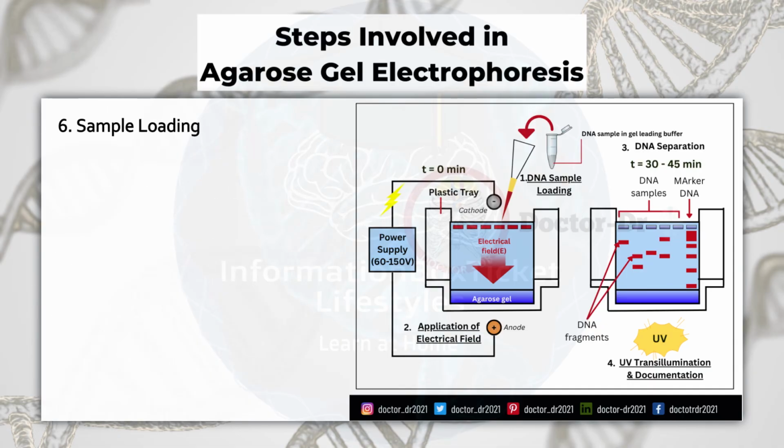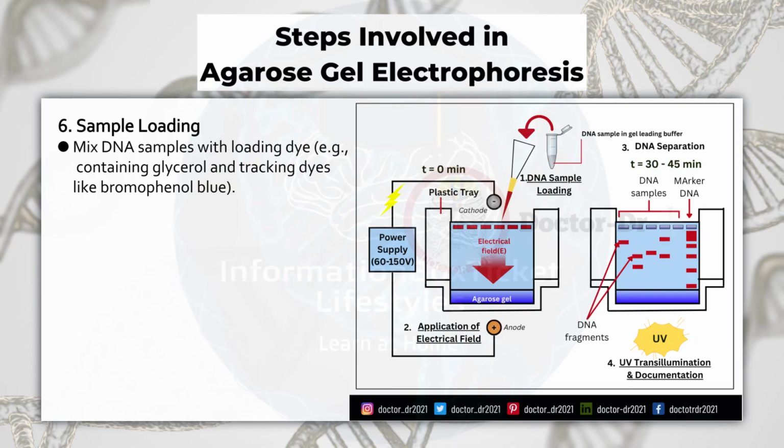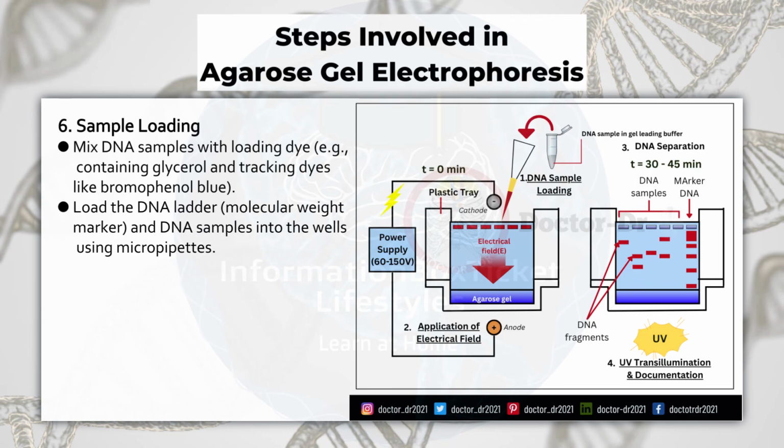Number 6. Sample loading. Mix DNA samples with loading dye, e.g. containing glycerol and tracking dyes like bromophenol blue. Load the DNA ladder, molecular weight marker, and DNA samples into the wells using micropipettes.